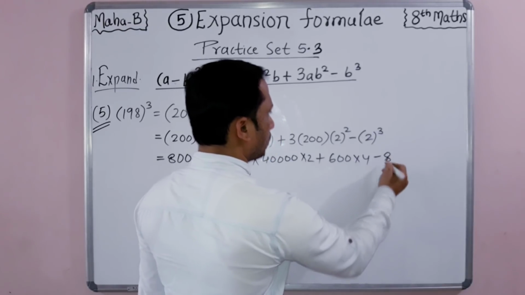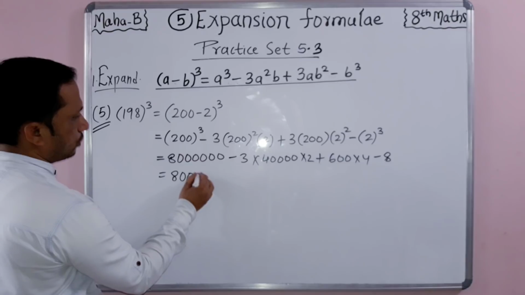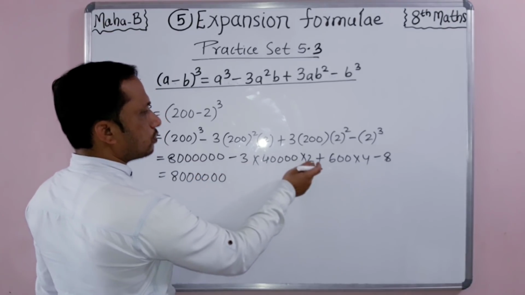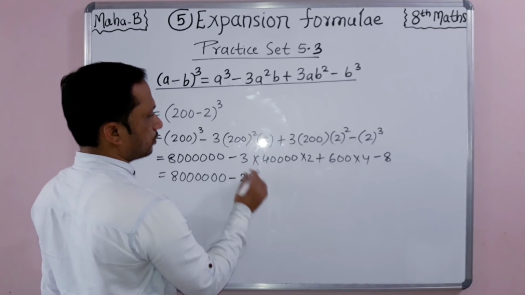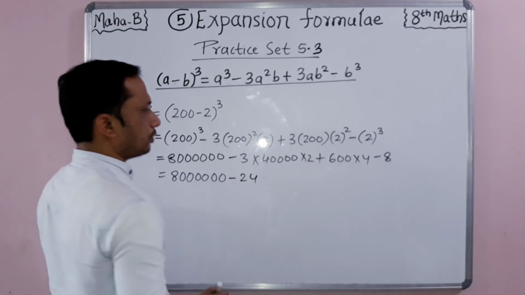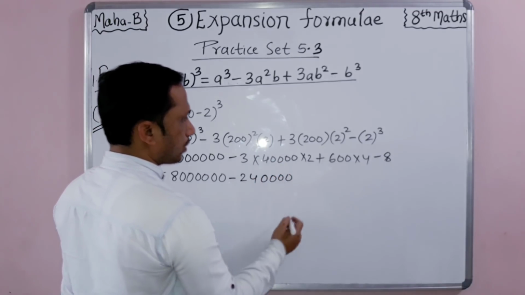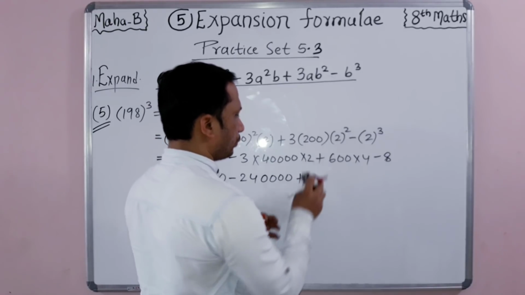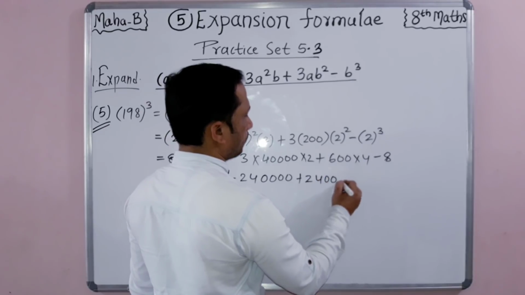Okay students, so this is the expansion. So 8 0 0 0 0 0 0. Okay students, so 2 into 3 is 6, 6 into 4, minus 24. Okay student, 12 and 12, 2s are 14. And how many zeros students? 4 zeros, plus 600 and into 4, it is what? 24, 2 zeros, minus 8.